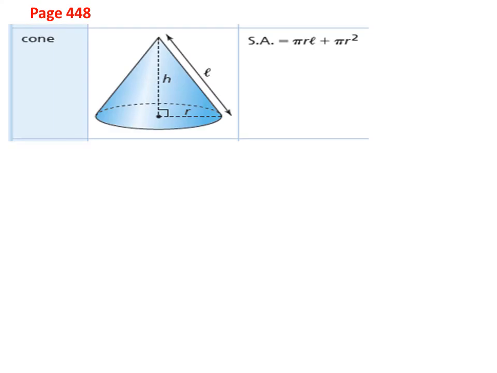Page 448. Remember how to find the surface area of a cone? Of course, the surface area of a cone equals the base area plus the lateral area. The base area is pi r squared and the lateral area is pi r l, where l is the slant height and r is the radius length of the base. Or there is a shortcut, remember? We can find the surface area of the cone using this formula, pi r multiplied by r plus l.